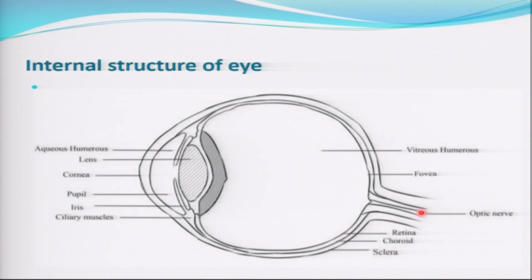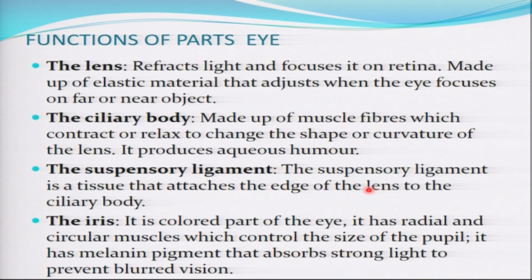Then you have here the optic nerve. The optic nerve picks up the impulse and carries it to the brain. And then you have also the fovea here. So you can ask yourself the function of each part.